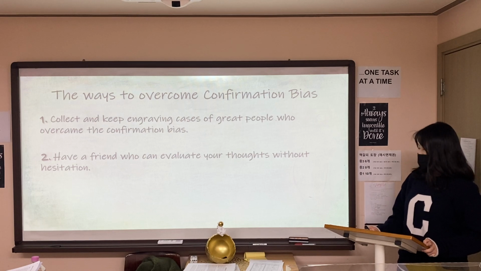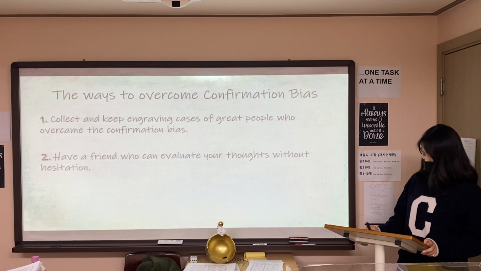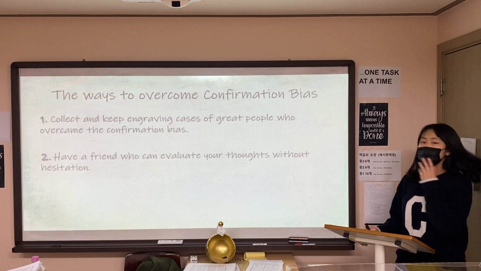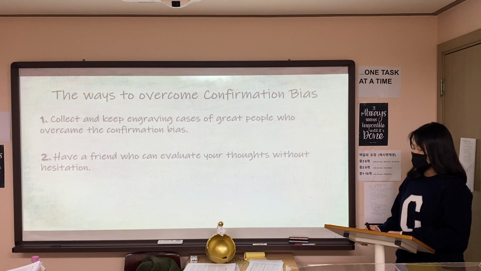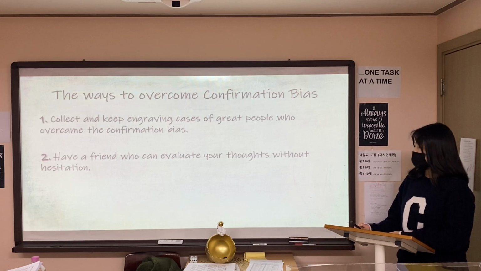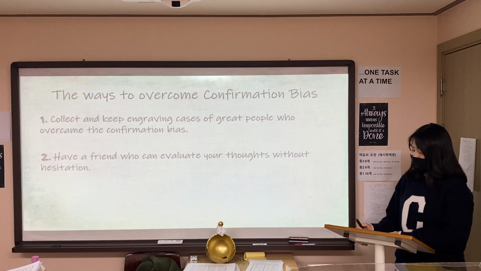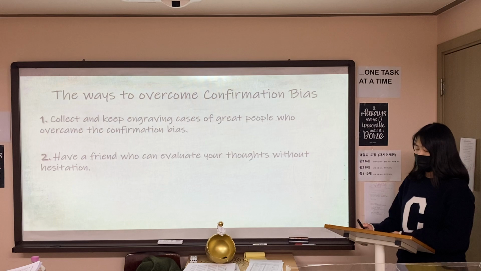The second is to have a friend who can evaluate your thoughts without hesitation. The first method mentioned is also likely to eventually be unable to be implemented according to instinct. What is needed at this time is to have others around, which cannot be controlled by my instinct. It would be easier to get out of the swamp of confirmation bias if you had someone around you who could honestly tell Warren Buffett that your thoughts might be wrong as Munger did.